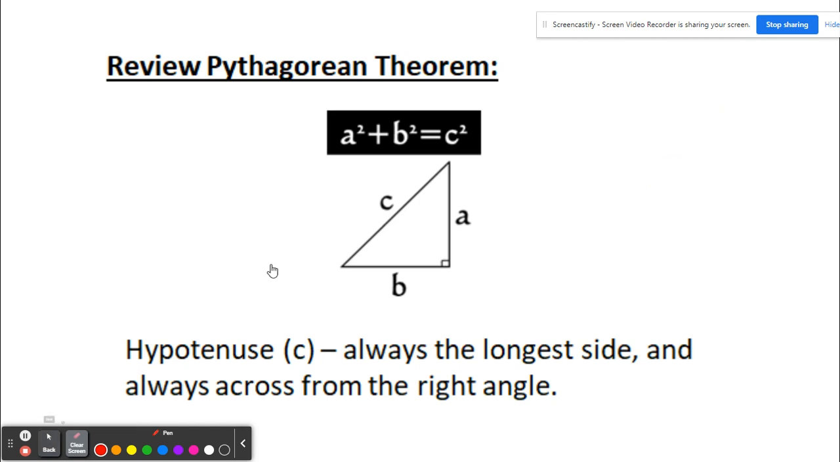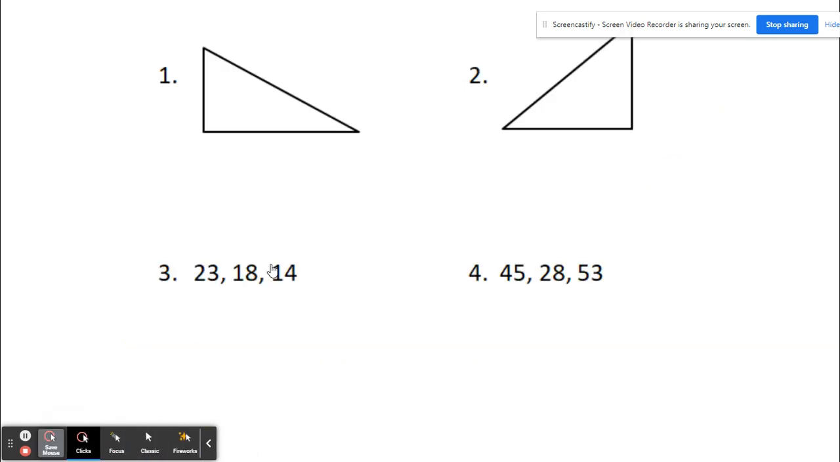All right, so I'm going to clear this, and let's go to the next slide. Let's look at this together. I'm going to mark this as a right angle. Make this 4 and this 5 and this x. We're going to find x in this one.